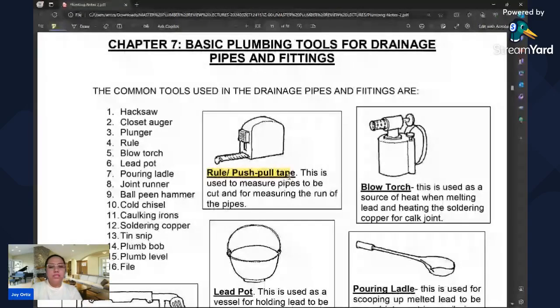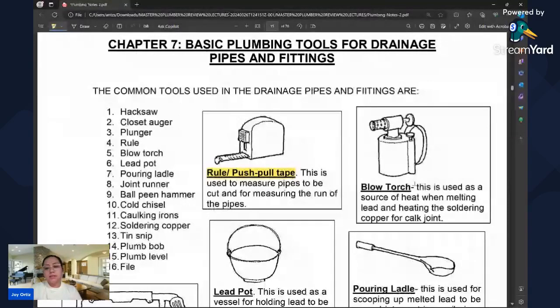So, etong rule or the push-pull tape sa mga kailangan natin na gamit. This is to measure the pipes. This is to measure the pipes to be cut, and to measure the run of the pipes. And as well as we use the push-pull tape para ma-measure din natin yung location. Kasi, syempre, we cannot estimate the measures of the pipes if we don't know the measures of the location.